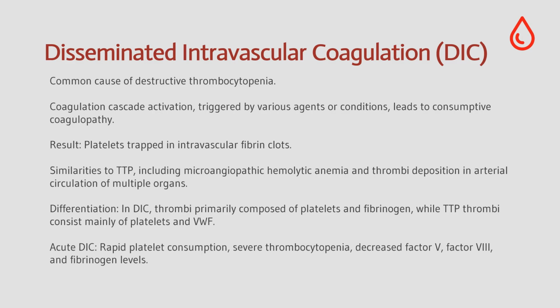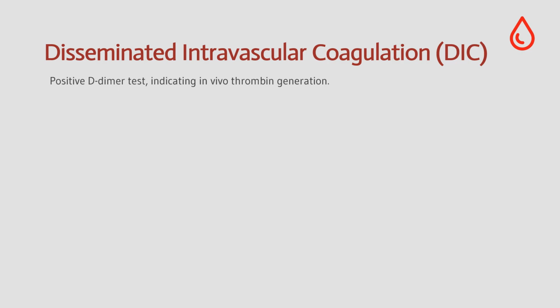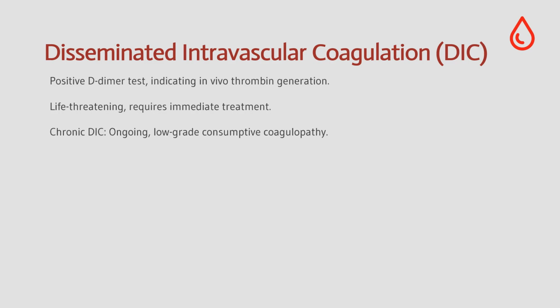Acute DIC: rapid platelet consumption, severe thrombocytopenia, decreased factor V, factor VIII, and fibrinogen levels. Positive D-dimer test, indicating in vivo thrombin generation. It is life-threatening and requires immediate treatment. Chronic DIC: ongoing, low-grade consumptive coagulopathy.